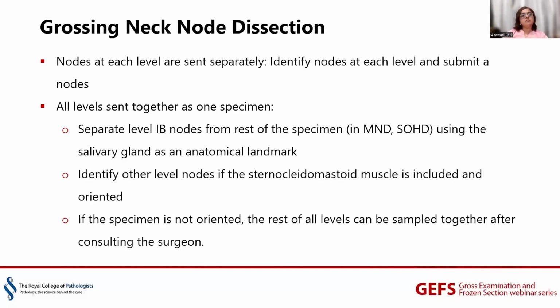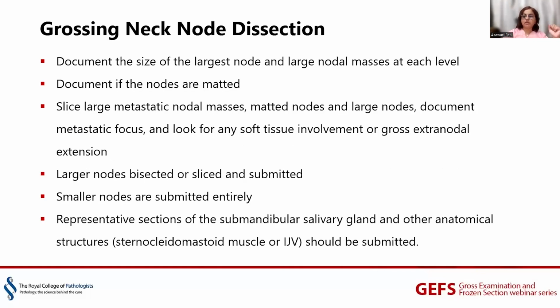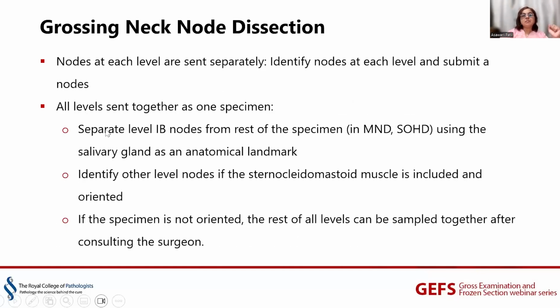The best way is to submit each and every node, but label that as level 2 to 4 neck dissection. Now, what happens when we get level 1 to 4 or 1 to 5 with submandibular gland and sometimes with sternocleidomastoid muscle? What we can do here is separate 1B nodes from the rest of the specimen first. So 1B nodes can be identified with the submandibular salivary gland close to that. They should be submitted separately. So the salivary gland serves as an anatomical landmark here.